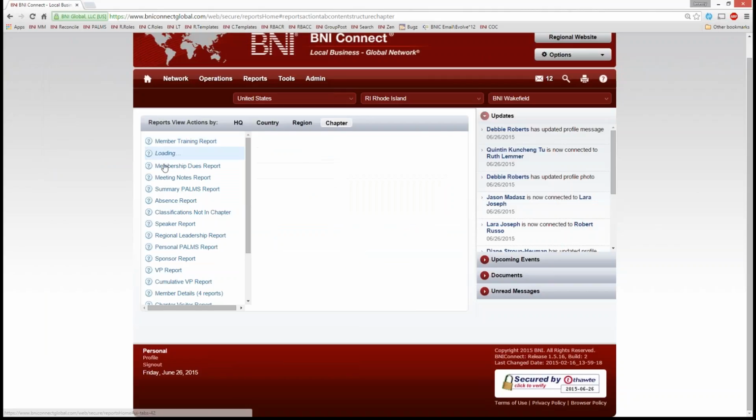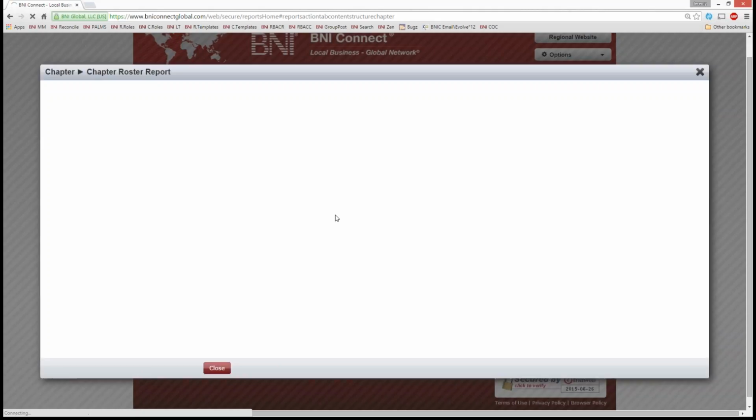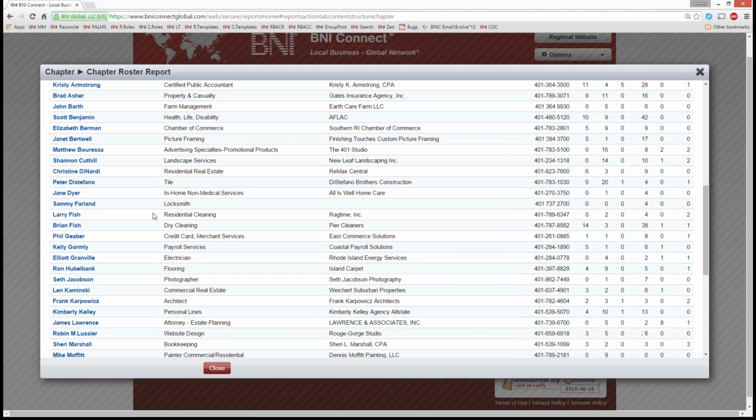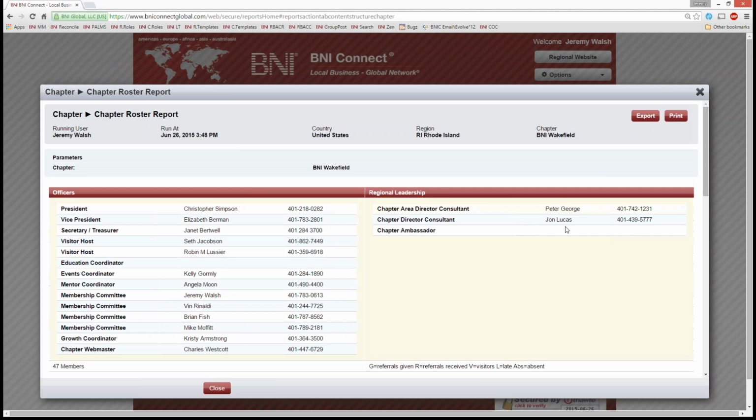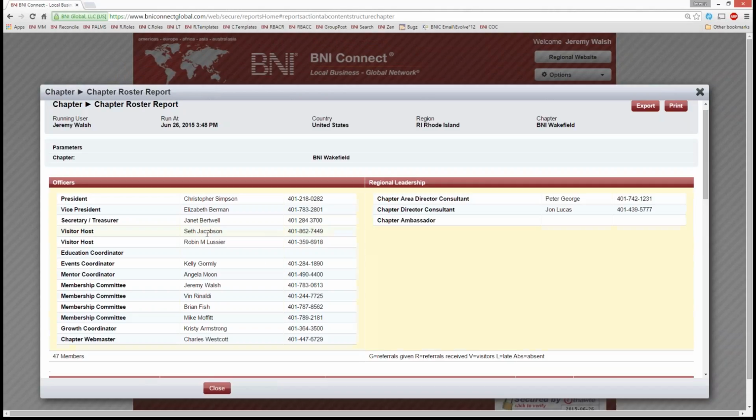Now, the roster report, pretty straightforward. It is your chapter roster. So it has all of your member names and everything, and their phone numbers, things like that. But what is important about this one from a leadership team standpoint is to make sure that your officers are listed correctly, especially when it comes to people saying, hey, yeah, I can't access this or I can't access that, or there's a question about who can enter visitors before.